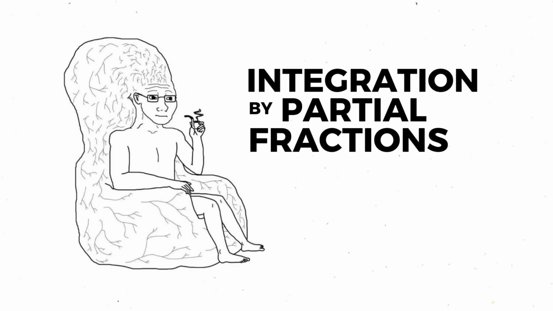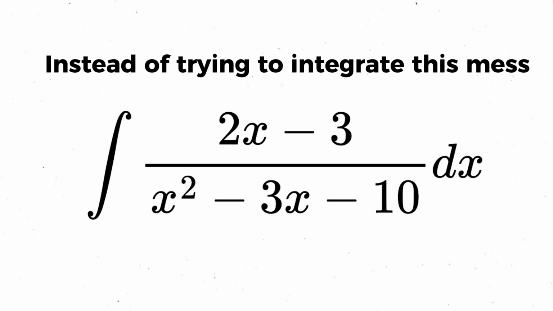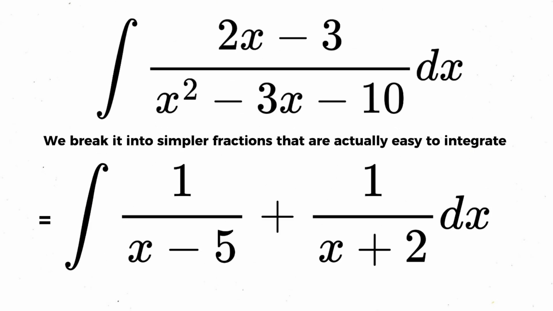Integration by partial fractions is a cheat code to integrating rational functions. Instead of trying to integrate this mess, we break it into simpler fractions that are actually easy to integrate. So let's do it.